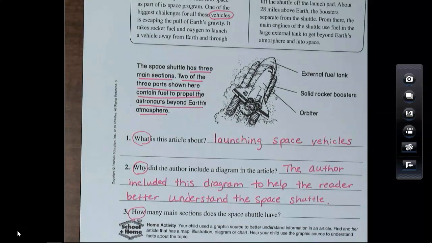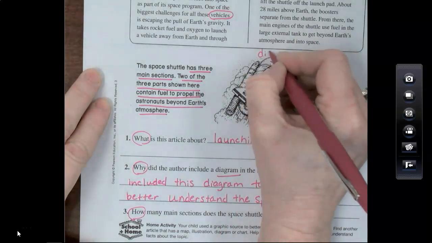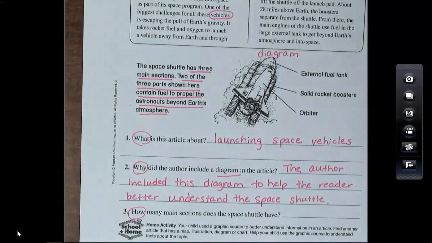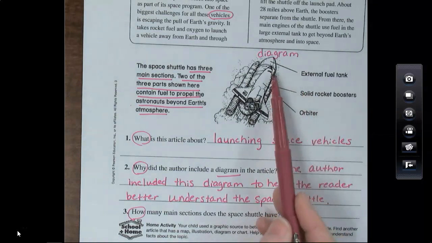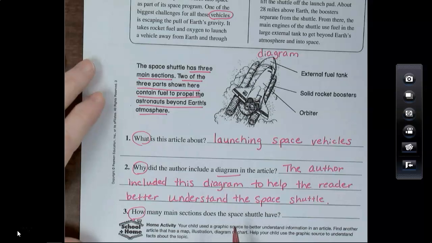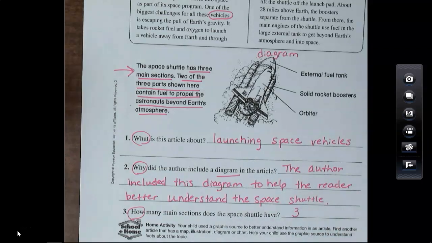So what is it about? Launching space vehicles into space. Okay, why did the author include the diagram? This is a diagram. The author included this diagram to help the reader better understand the space shuttle. Okay, this is about the space shuttle. Labels give you a good picture, a good illustration, and it labels it. How many main sections does the space shuttle have? Well, if you go back here at the very beginning, it says the 3 main sections. So there's three main sections.